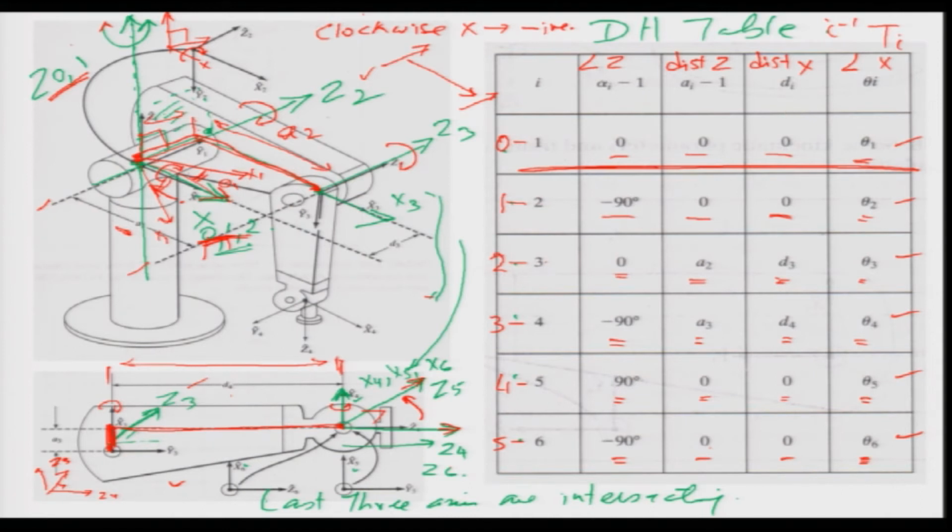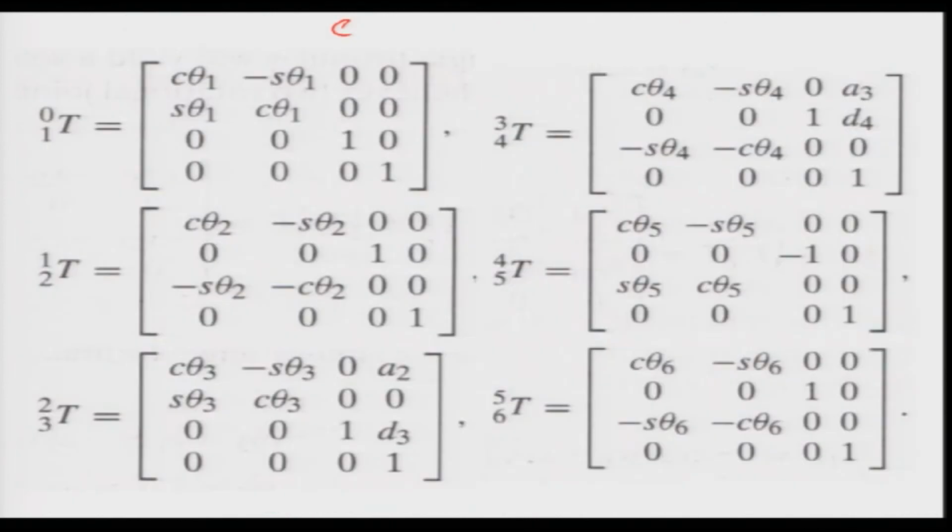Then similarly, I take the second row, put it in the generalized matrix, and get my second transformation matrix, then third, fourth, fifth, sixth, in that order. And if you do that, what we get is our transformation matrices relating one frame to the other frame. So we have the first one, relating 0 to 1, then 1 to 2, 2 to 3, 3 to 4, 4 to 5, and then 5 to 6.